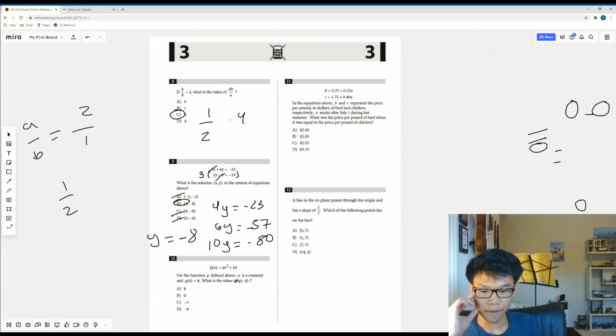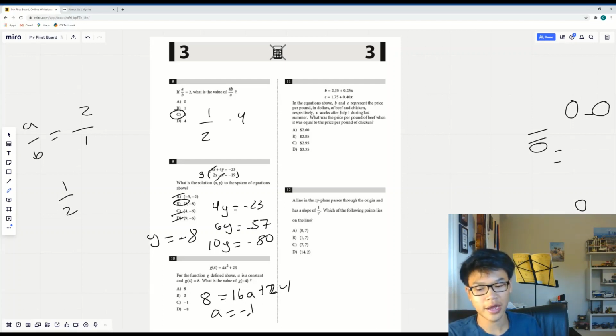Number 10. Function g defined above, that's function g of x, a is a constant, and g of 4 equals 8. So we can just plug it in. We can plug in 4 for x. So we have 8 equals 4 squared is 16, 16 times a, plus 24. So a is going to be negative 1. I just did quick mental math, but remember to subtract to solve for a. So we have 24, subtract this side, negative 16 equals 16a. That's how I got a equals negative 1.